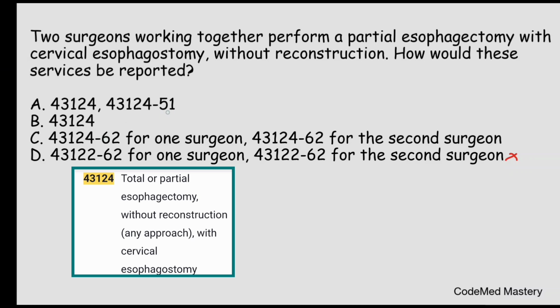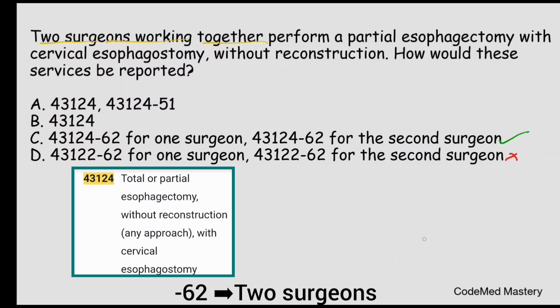In option A, they have appended modifier 51 with the code 43124. In option B, there is no modifier. In option C, they have mentioned 43124 with modifier 62 for one surgeon and 43124 with modifier 62 for the second surgeon. Modifier 62 is for two surgeons. And in the question, they have mentioned two surgeons working together, right? Therefore, we have to append modifier 62. So, only option C has the modifier 62. So, option C is the right answer. That is 43124 with modifier 62 for one surgeon, 43124 with modifier 62 for the second surgeon.